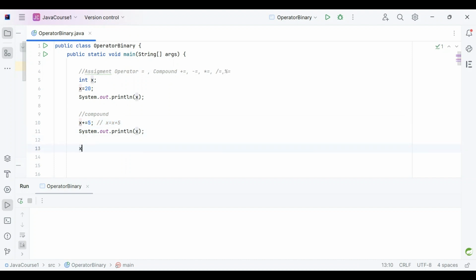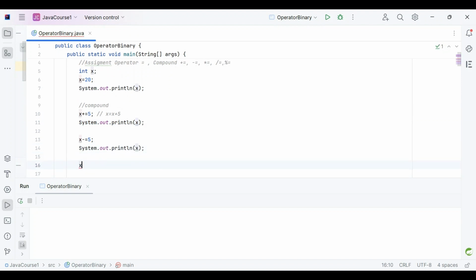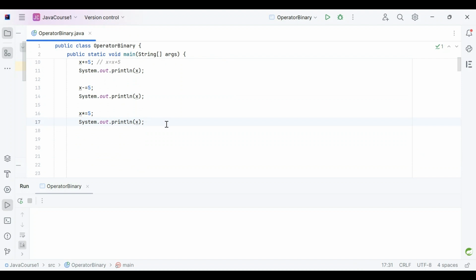Now let's put x minus equals to 5, and let's try to print the x again. Here again, it becomes 20. Now let's try x into equals to 5 and print the x. So 20 into 5 is going to be the value for this, 100. So at this place it's going to be 100, and now x is already 100. Now let's try to divide it by 5, which is going to be 20 again.